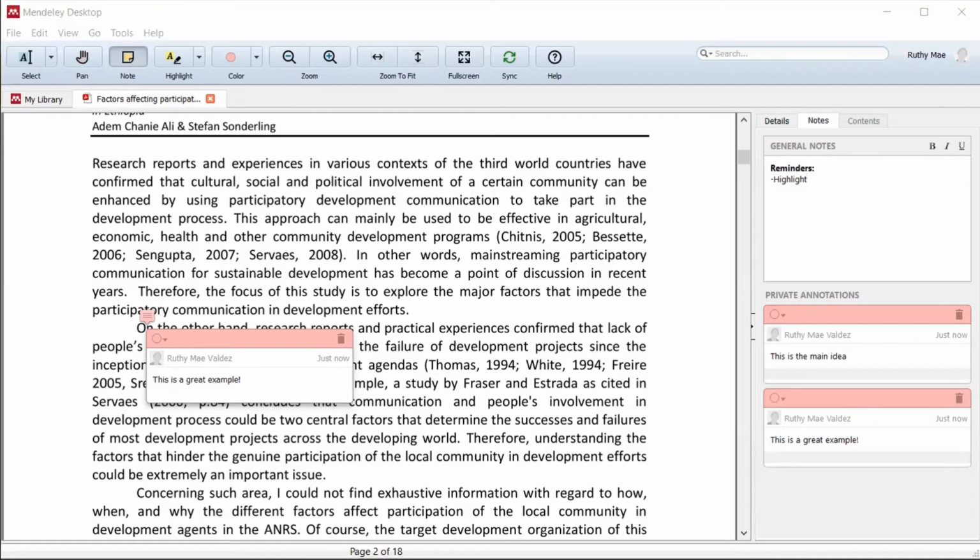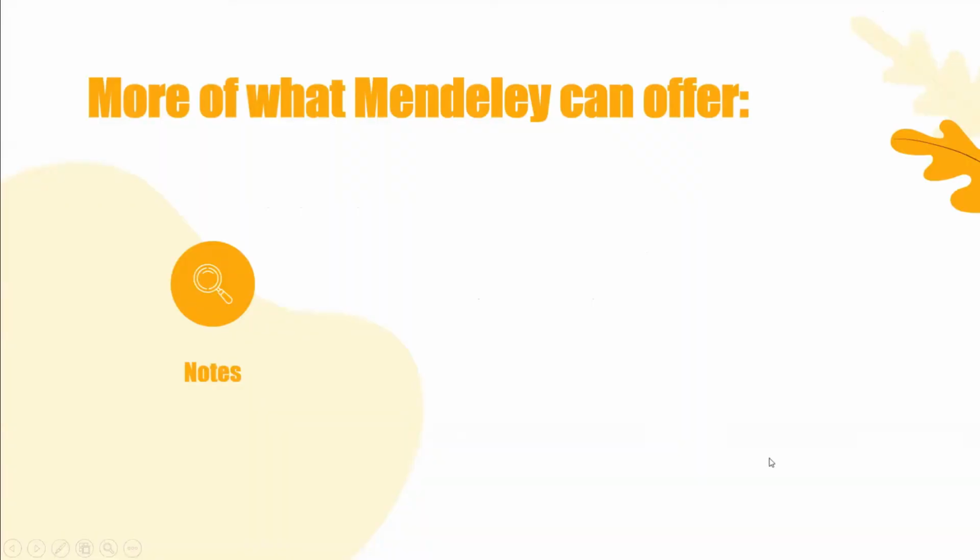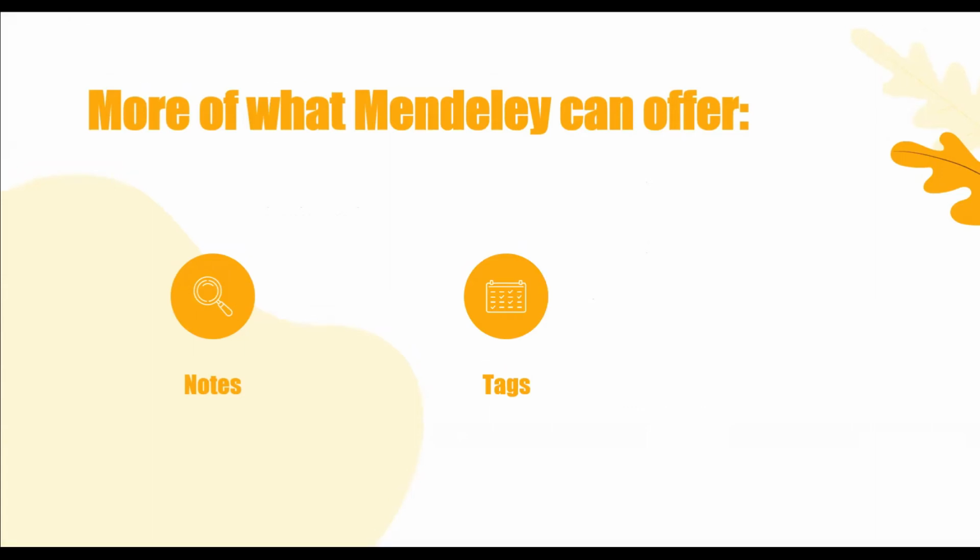But that's not all of Mendeley. You see, Mendeley can offer a lot of features, and that's what's great about Mendeley, especially to researchers like us. Another thing that we can do in Mendeley is that we can create tags. Tags are our way of categorizing articles into groups. So it's like we're grouping articles within a folder. So this is how you do that.